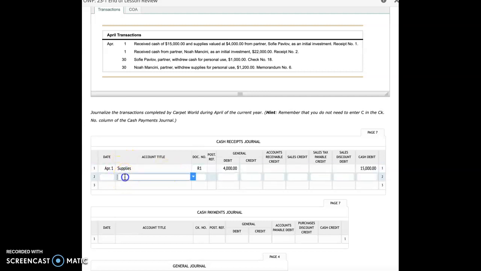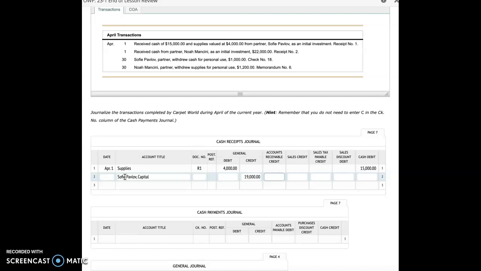And then we will have a second line with our partner's name. So Sophie Pavlov, comma, capital, and it will be a credit for the total amount, so $19,000.